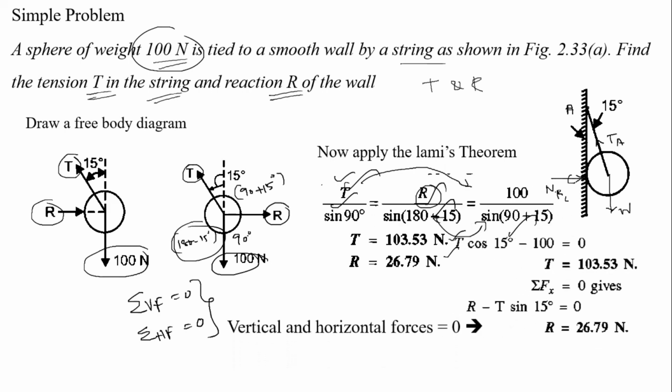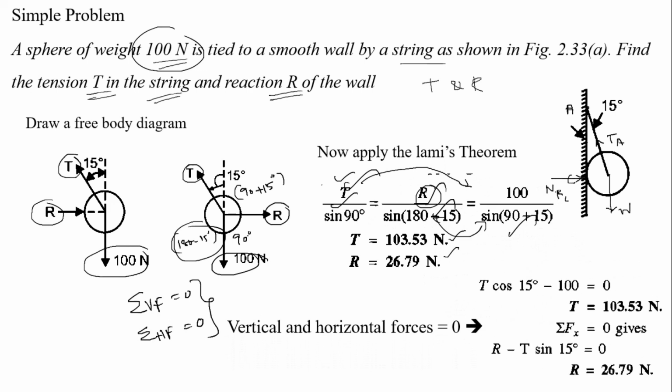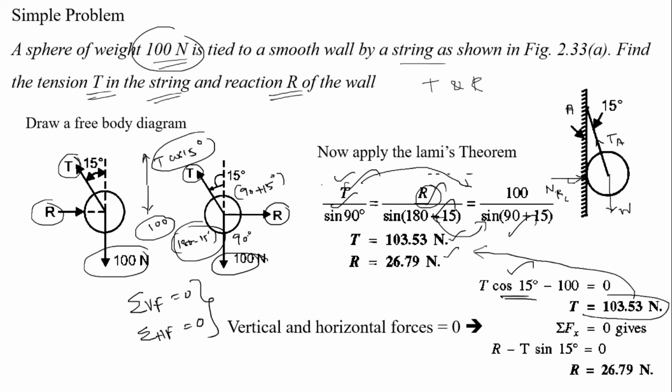First, summation of vertical forces equal to 0. T cos 15 minus 100, because T cos 15 is acting upward and the weight W of 100 Newton is acting downward. Both are in opposite directions; take upward as positive and downward as negative. That is why T cos 15 minus 100 equals 0, so T equals 103, the same answer we got.